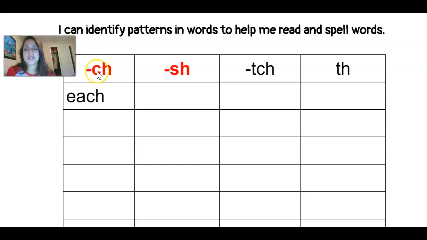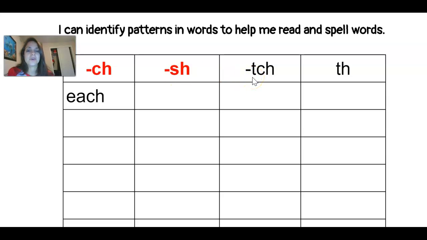Yesterday, we looked at the pattern CH, SH. And just to review, CH are two consonants that form one sound. That is called a digraph. So the CH makes a ch sound. And the SH are two consonants that form one sound. Sh.